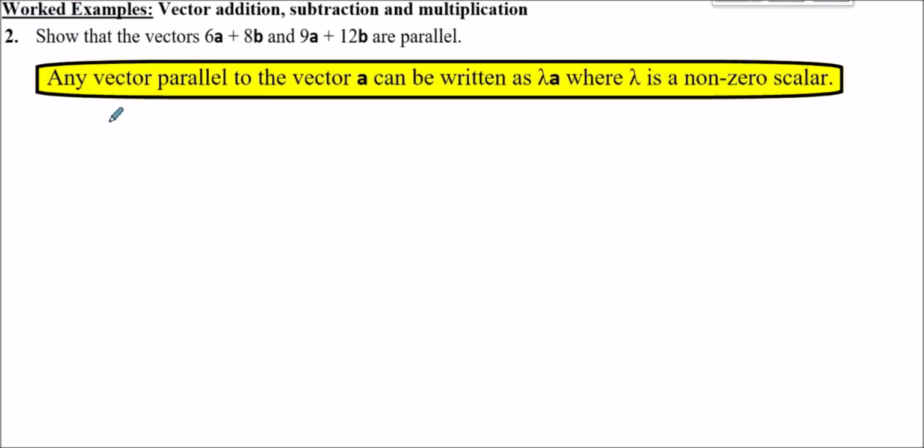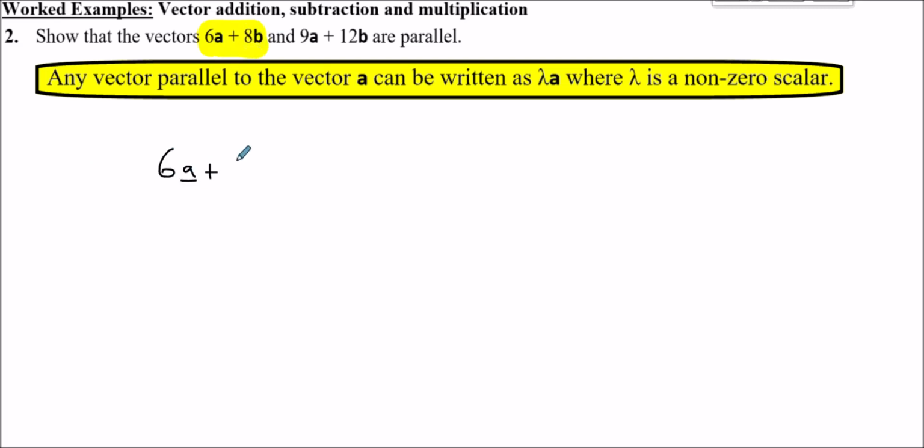Question 2. Show that the vectors 6a plus 8b and 9a plus 12b are parallel. So just reminding you of what we did earlier in the notes. We need to remember this: any vector parallel to vector a can be written as lambda a, where lambda is a non-zero scalar. And so all we're saying here is that if two vectors are parallel, we can write one vector as a multiple of the other.